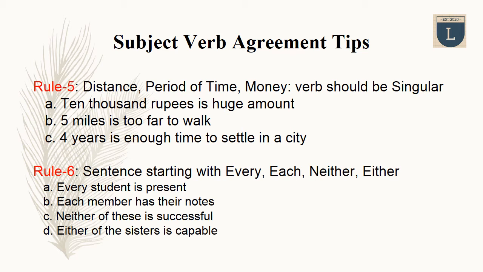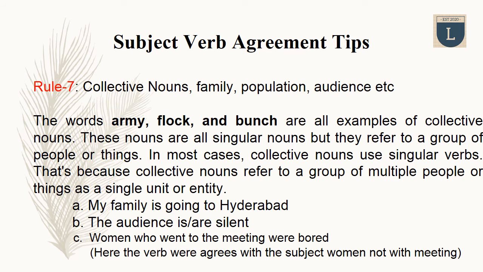Neither of these is successful. When you use neither, a singular verb is used. Either of the sisters is capable. Either of the sisters is, again, a singular verb. In example B, beg your pardon, the verb has to be his or her. Every member has his or her notes. So please note that.